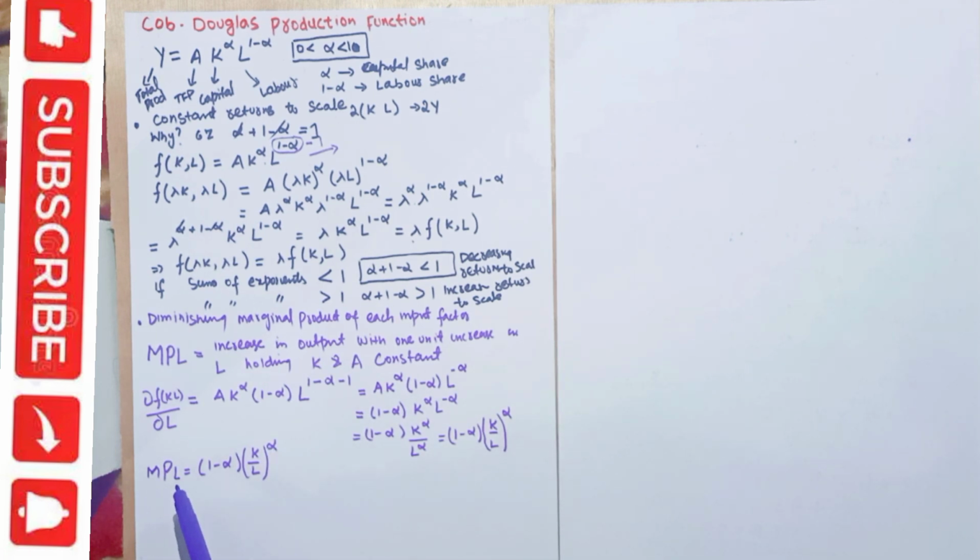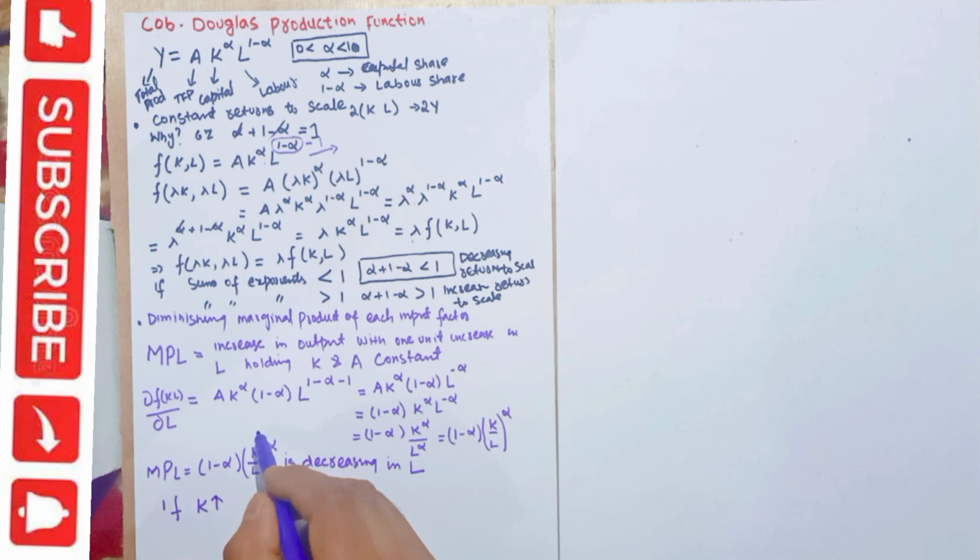Now this gives us diminishing marginal product as L increases. That means this marginal productivity of labor is decreasing in L, so we get diminishing marginal productivity of labor as the number of laborers L increases. But we have to wait a minute here. If K increases, that is, if the amount of capital increases, what will happen? This whole ratio will increase because K is in the numerator. If the numerator increases, this whole fraction will increase. That means the marginal productivity of labor will increase.